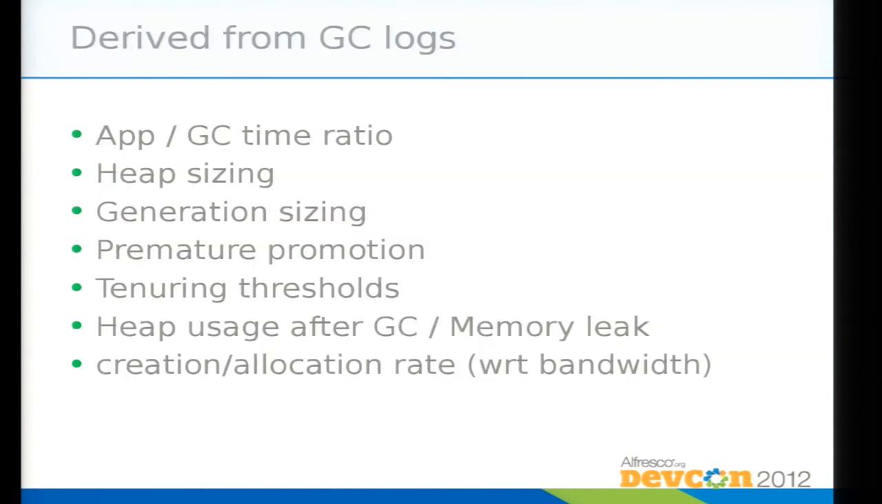What you can derive from the GC log are the application versus GC time ratio, heap sizing, is it appropriate or not, generation sizing, is it something that I can change about this, premature promotion, meaning I'm copying objects from the young generation into the old generation, but if I had left it a bit in the young generation, it would have been eliminated because the cost of collection in the young generation is much cheaper than in the old generation, so you want to size them appropriately.